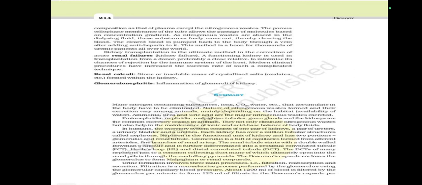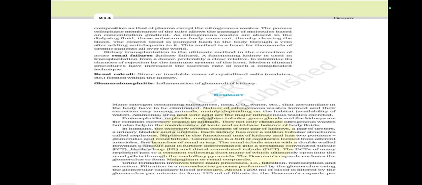Renal calculi: a stone or insoluble mass of crystallized salts, oxalates, etc., formed within the kidney. Glomerulonephritis: inflammation of glomeruli of kidney.